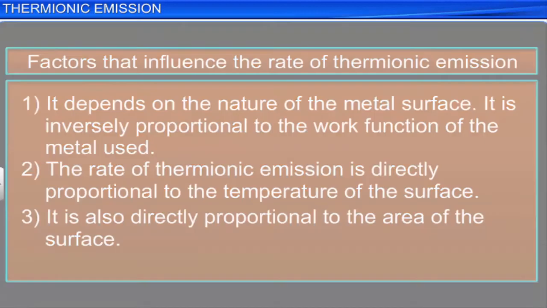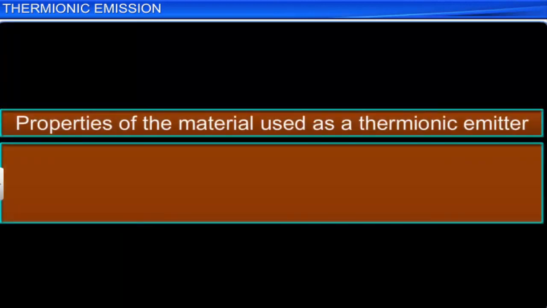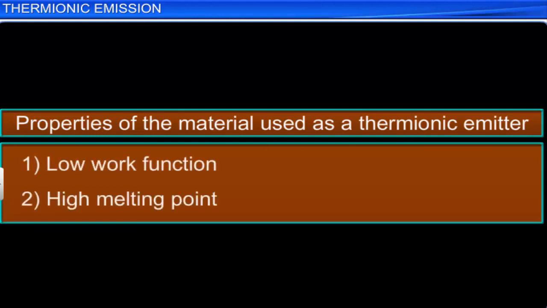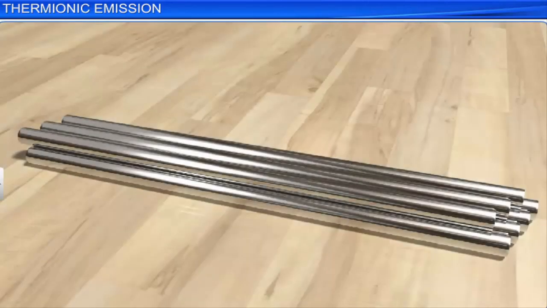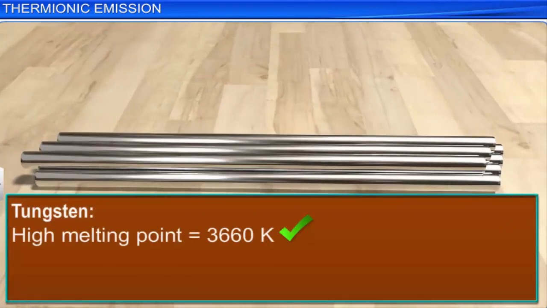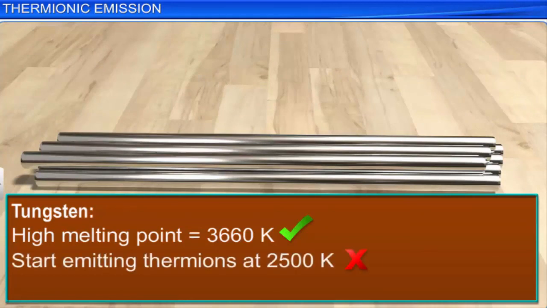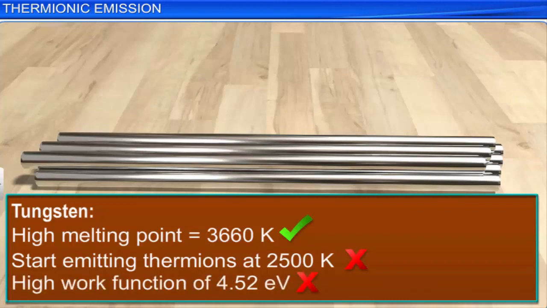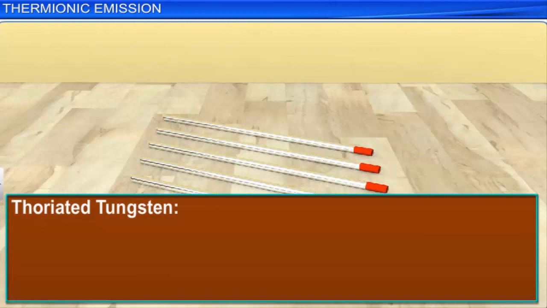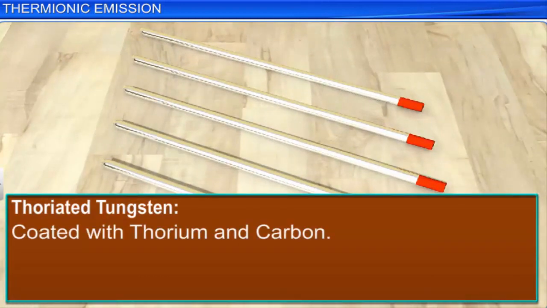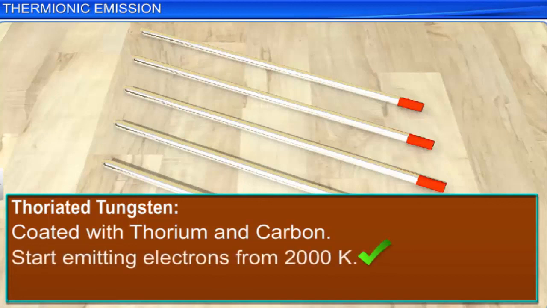The material that is used as a thermionic emitter must have a low work function and a high melting point. Let's now see some of the most useful thermionic emitters. Tungsten. It has a high melting point of 3660 Kelvin and starts emitting thermions at 2500 Kelvin. It has a high work function of 4.52 electron volt. Thoriated tungsten. Tungsten is coated with thorium and carbon. This starts emitting electrons from 2000 Kelvin and its work function is 2.6 electron volt.